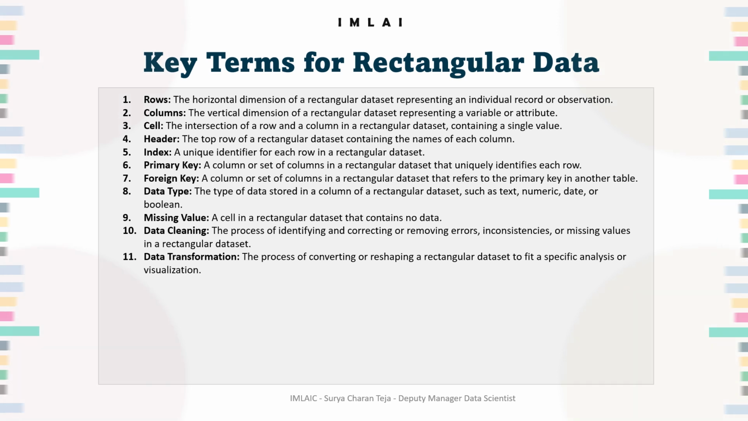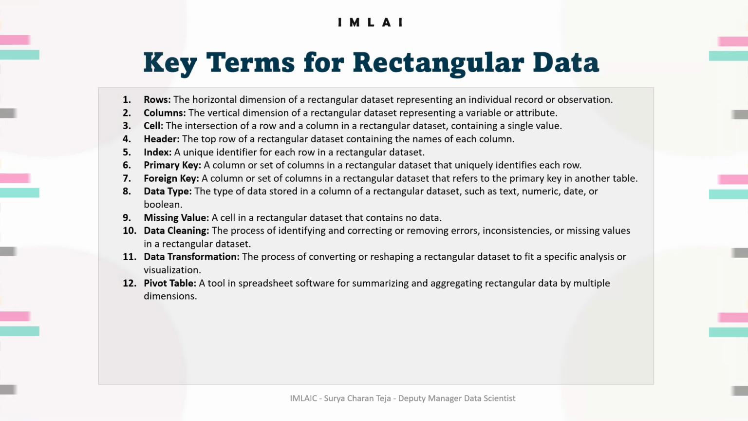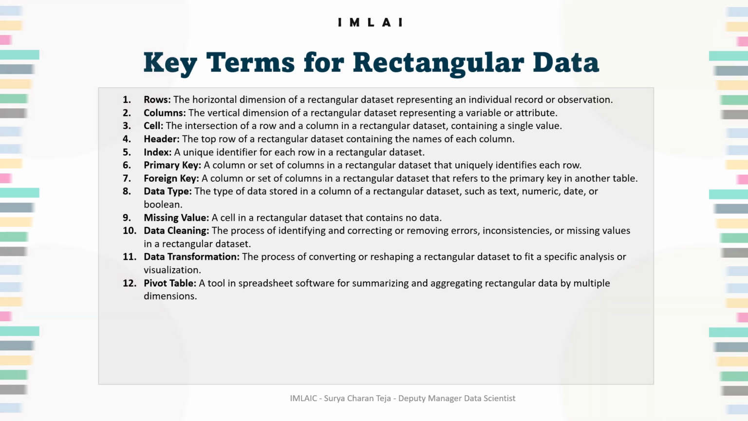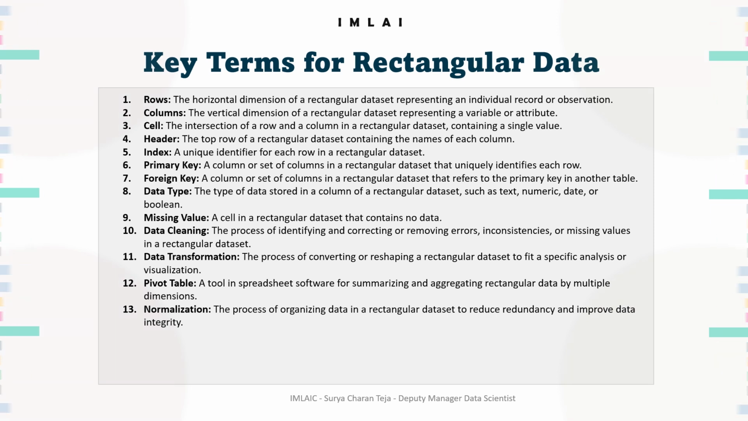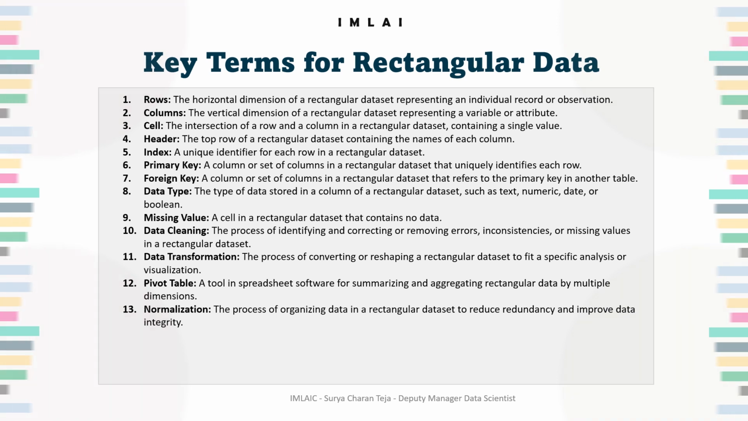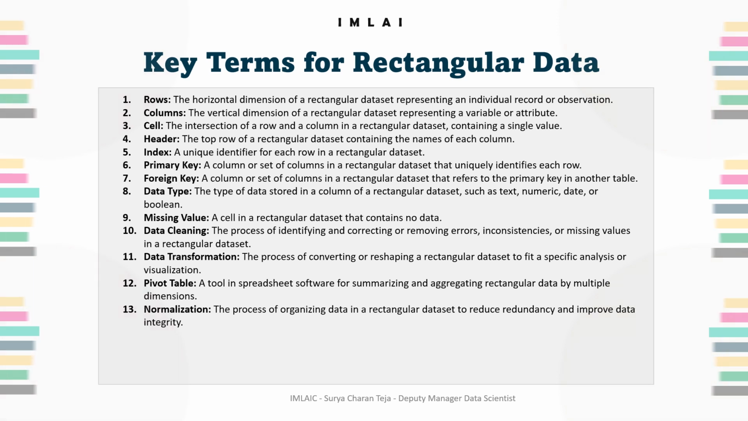Okay, so then we have pivot table. Everybody might know about this, a tool in spreadsheet software for summarizing and aggregating rectangular data by multiple dimensions. Then we have normalization. What is normalization? This is very, very important. Whenever we work with a machine learning project, we do this, so that's why I'm telling you it's very important. It is the process of organizing data in a rectangular data set to reduce redundancy and improve data integrity. This is what we call normalization. We will see that.